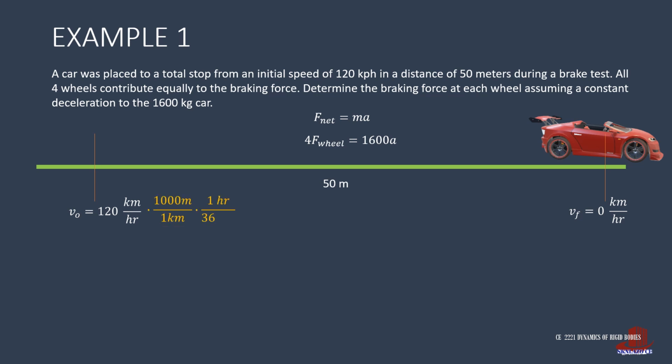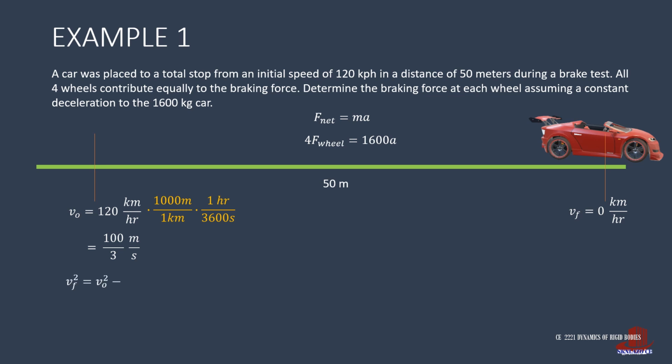First is to convert the initial velocity of 120 kph into meters per second, and that is by multiplying it with 1,000 meters and dividing the answer by 3,600 seconds to yield 100 over 3 or 33.33 meters per second.